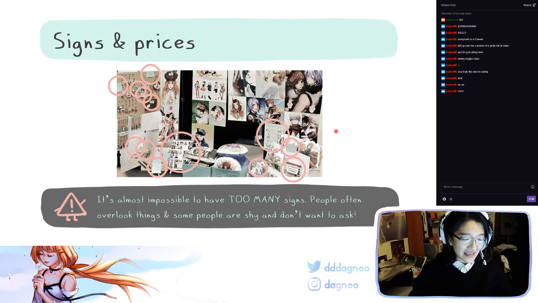And in my experience, it is impossible to have too many signs. A lot of people will overlook things, not on purpose, obviously. They just are overtaken by everybody's beautiful art and they forget to look for the pricing. And so I found that you can never have too many signs. So go overboard, just put whatever you want to tell your consumers. Prices are the most important thing, but you can put whatever you want there.